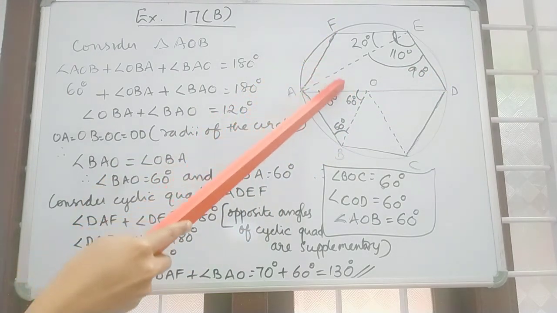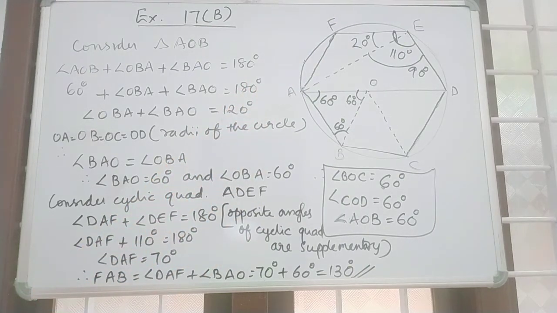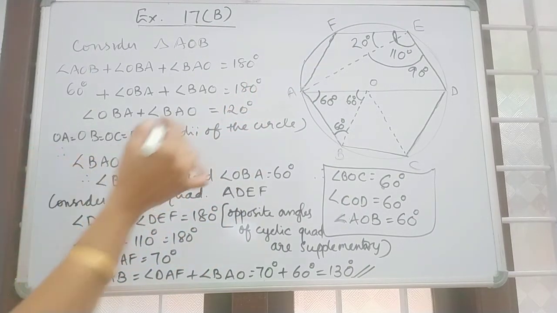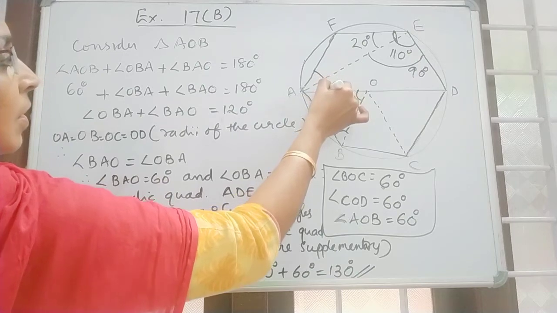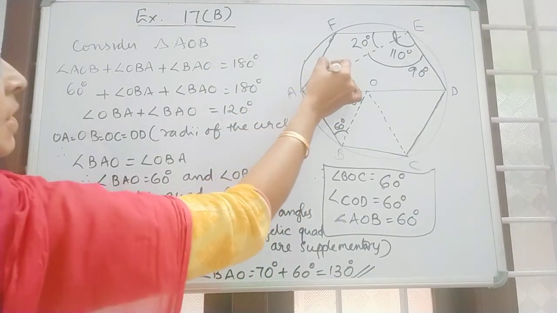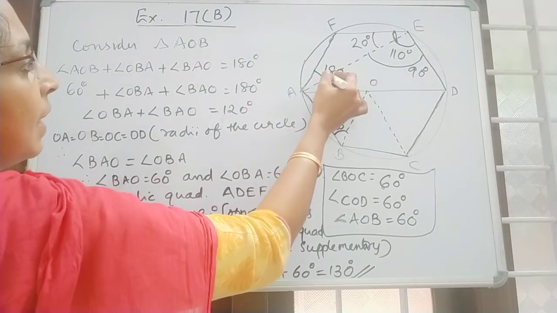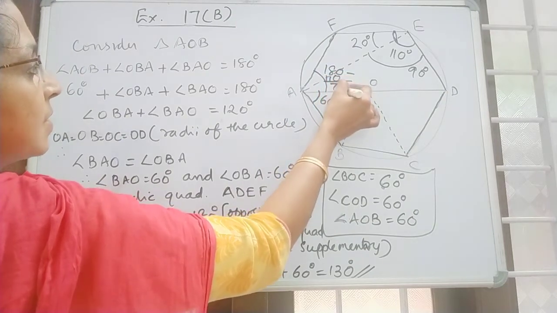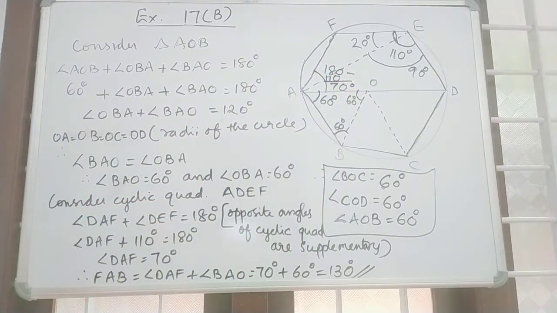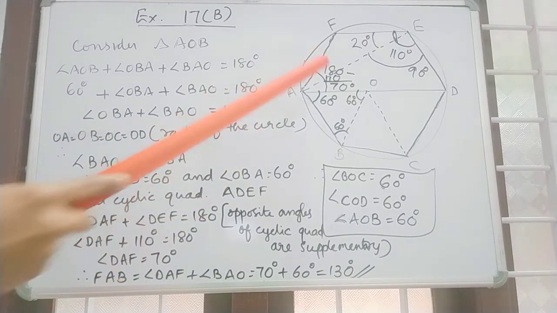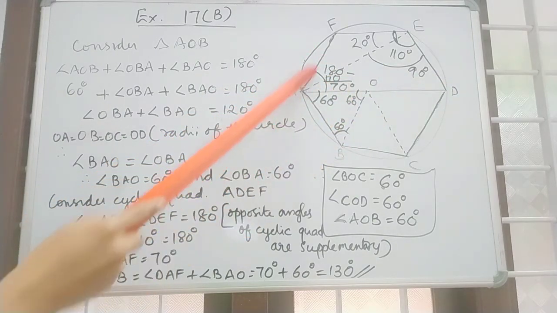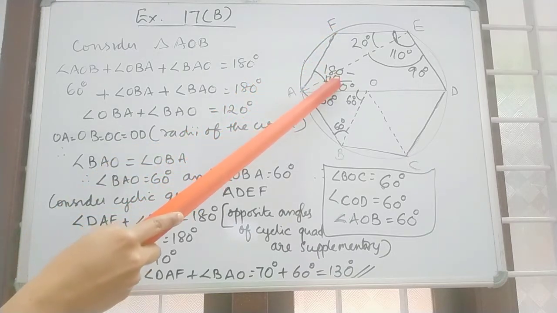So what about angle DAF? Opposite angles of a cyclic quadrilateral are supplementary, which means this angle will be 180 minus 110 degree. So this angle is 70 degree. So which angle is 70 degree? Angle DAF is 70 degree.